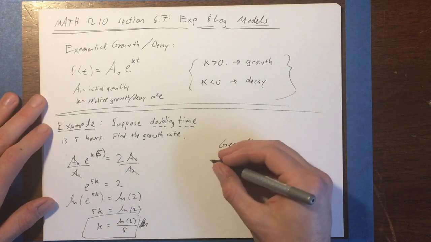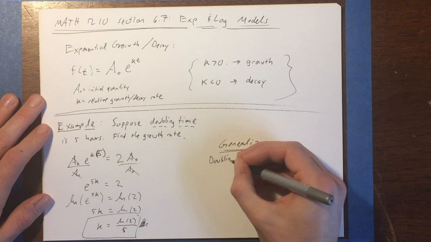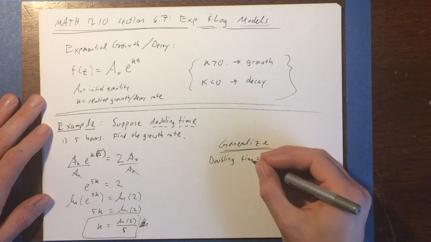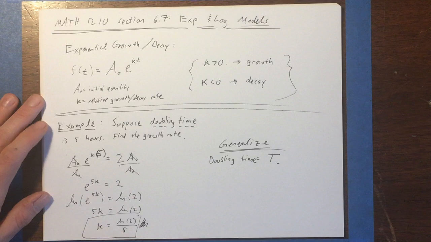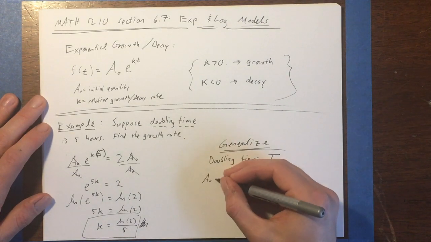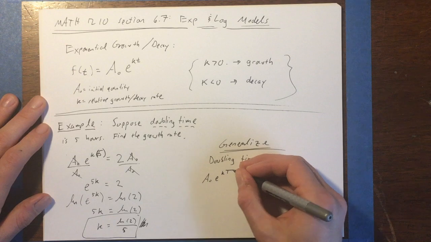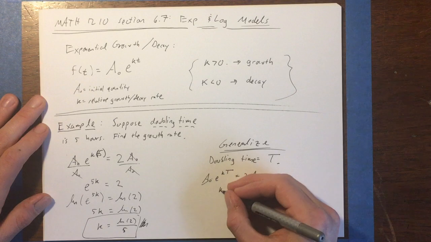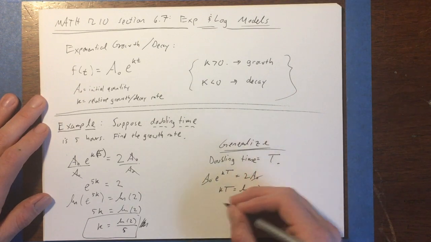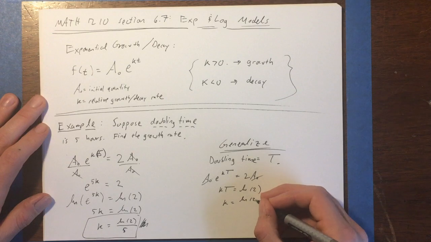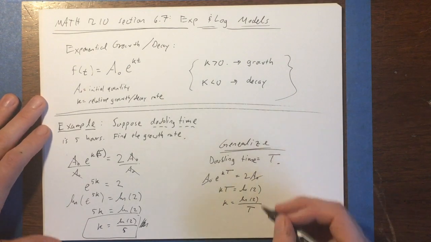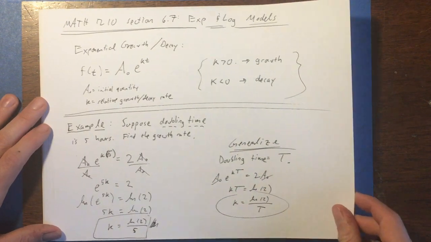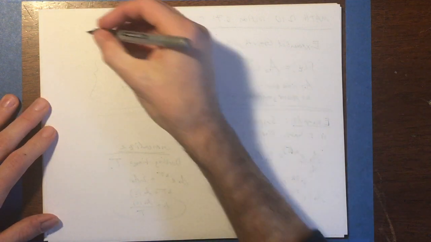Okay. If we have doubling time equal to some value, we'll call it capital T. Okay, doubling time is capital T, all right? We had a0 e to the k times t equals 2a0. We canceled out the a0s, right? And we did kt equals the natural log of 2, and we divided by t, and got k is the natural log of 2 divided by the doubling time, right? So generalized, we're always going to get exactly this, right?